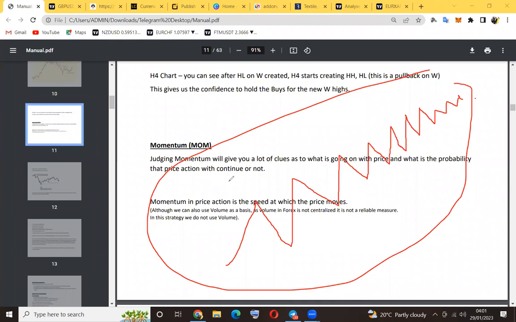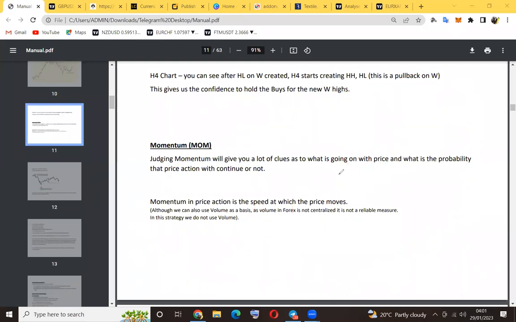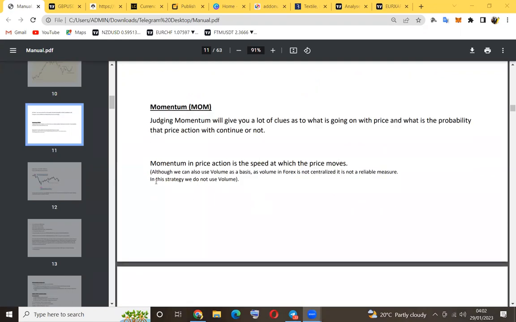A diminished market structure, when price is actually coming to an end. So momentum is quite important for us to know if a price action is going to continue or not, because price action is important for us to identify a change in market structure, and the momentum of price action can also help us know if that price action will be over at that level or not.